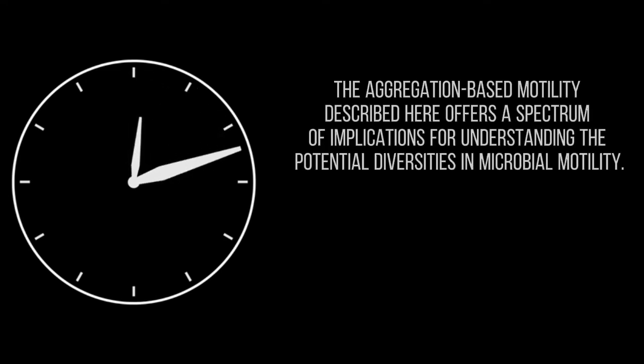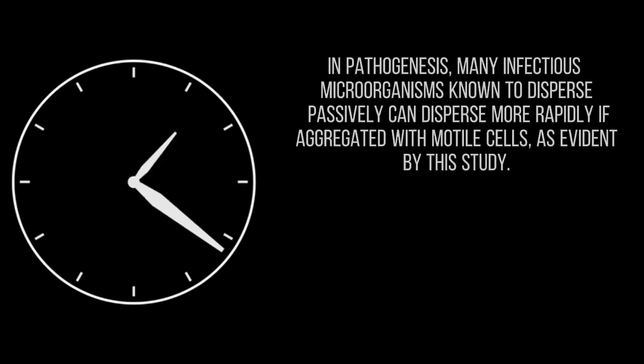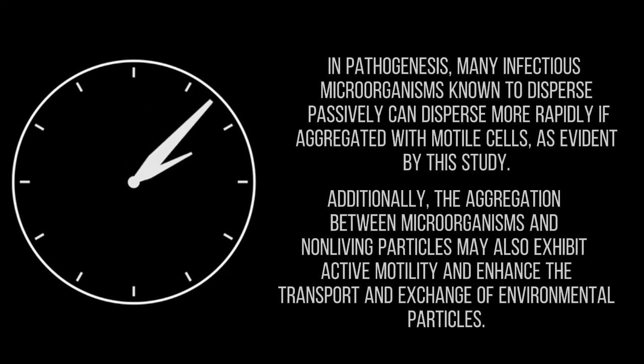Application of the study. The aggregation-based motility described here offers a spectrum of implications for understanding the potential diversities in microbial motility. For example, aggregation-based dispersal may facilitate pathogen transmission. Second, in pathogenesis, many infectious microorganisms known to disperse passively can disperse more rapidly if aggregated with motile cells, as evident by this study. Additionally, the aggregation between microorganisms and non-living particles may also exhibit active motility and enhance the transport and exchange of environmental particles.